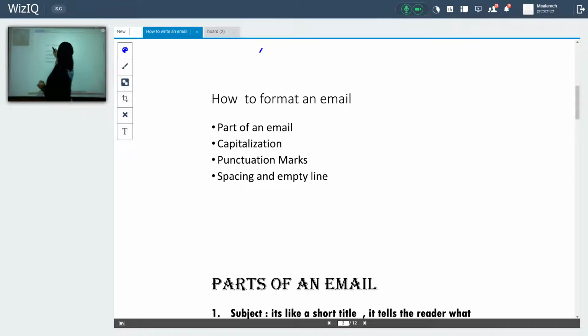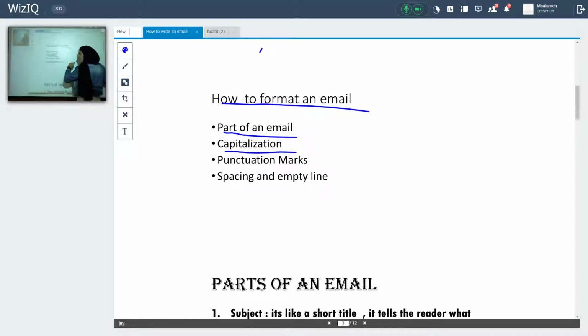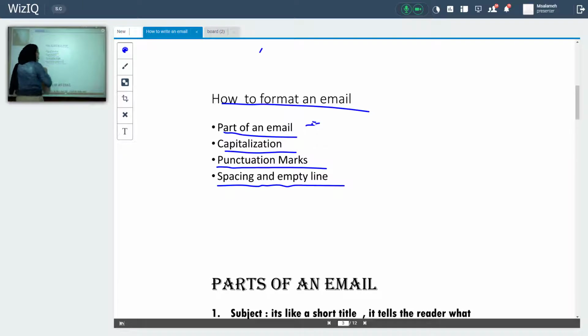Here, how to form an email. Okay, here we have something we should know before starting to write an email. Parts of an email: capitalization, punctuation marks, and spacing and empty lines. What is the meaning of parts of an email? Parts of an email, that means أجزاء الرسالة. Okay. Email means something electronic.